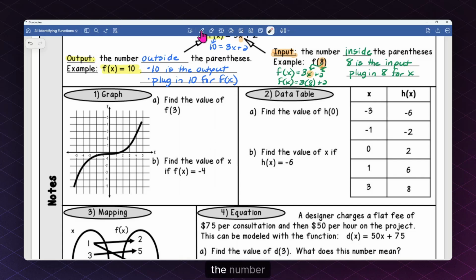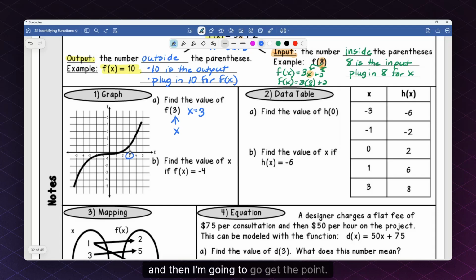The number that is right here in this, that's our x value. So we can come over here. If my x is 3, we come over here to 3, and then I'm going to go get the point. The point is right here. Well, it wants to find the value of f of 3.